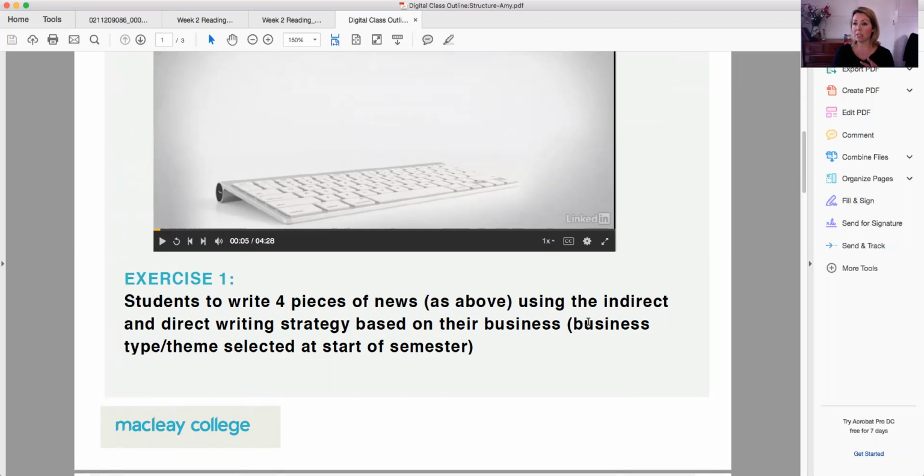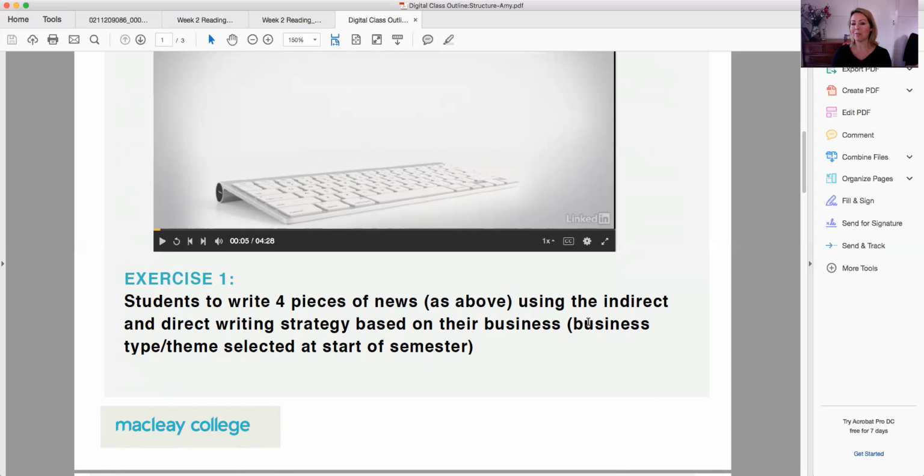And they were to use the indirect or direct writing strategy based on the type of news that they wanted to deliver. And this was based on the business that they chose at the beginning of semester. So some students have, what are some of the businesses they have? They have like a sporting business. Some of them have a... can't remember, but they have lots of different businesses that they've come up with.